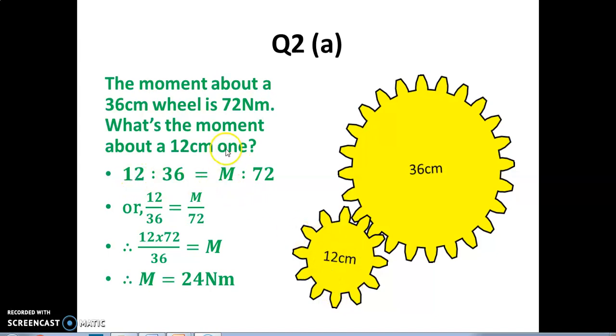I don't know what it is, so I'm going to put an M there, and that is M to 72, because I know the moment for the 36 centimeter wheel is 72 Newton meters. So in essence, this can also be expressed as 12 over 36 equals M over 72. If I rearrange this formula to make M the subject, I would do 12 multiplied by 72, divide that by 36, and that gives me M, which is equal to 24 Newton meters.